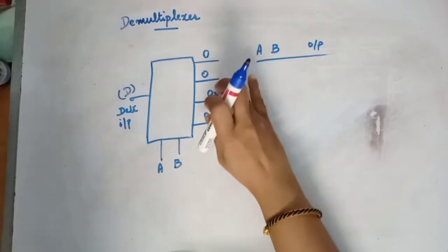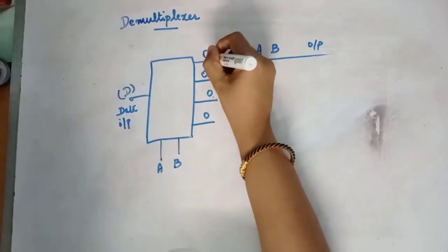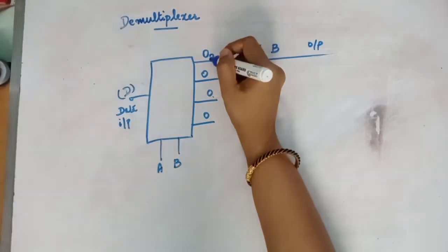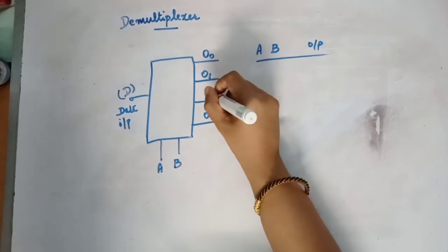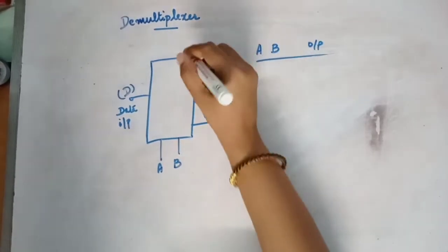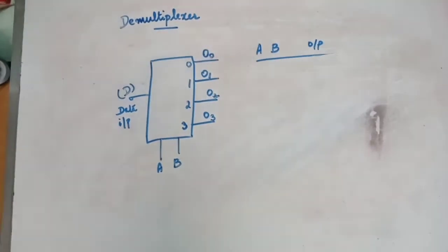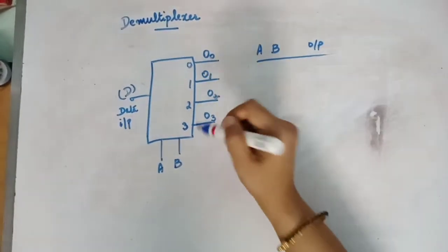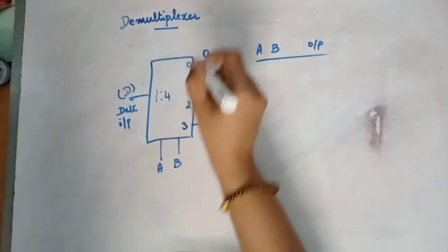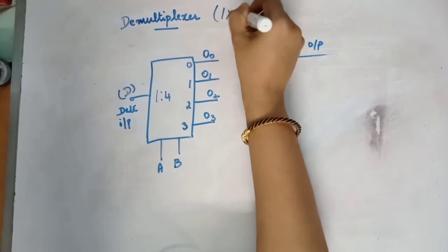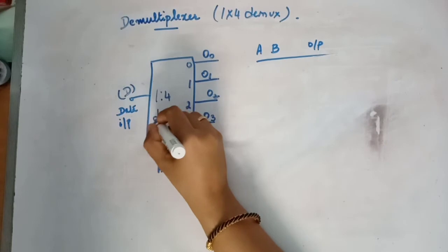Suppose we are writing it similar to how we wrote in the earlier case. So this is O. Just to notate it as output, I have put it as O. You can give any name, O1, O2, O3. So this is my 0, 1, 2 and third. That is 4 output lines. And this is called 1:4 or 1/4 demux, or demultiplexer.